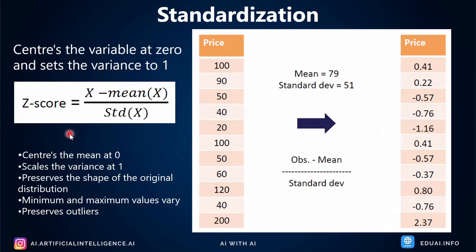What's the benefit? Standardization centers the mean to 0. This is important. It scales the variance to 1 and it preserves the shape of the original distribution. Minimum and maximum values will vary and it preserves the outliers. You'll understand this with the help of the demo. So let's jump to Jupyter Notebook now.